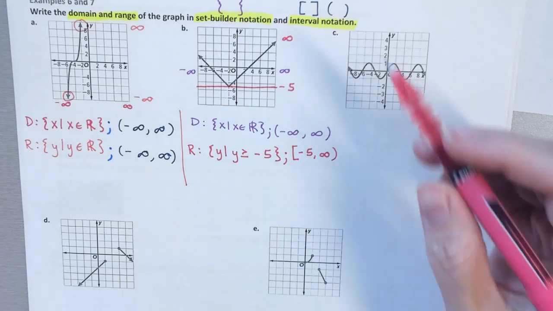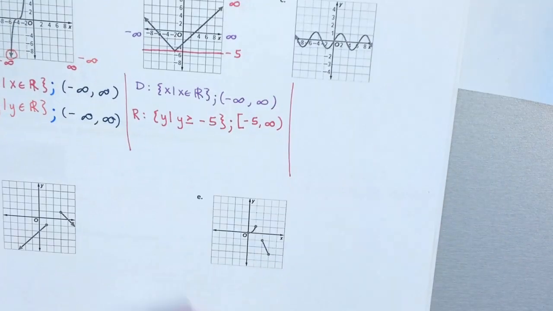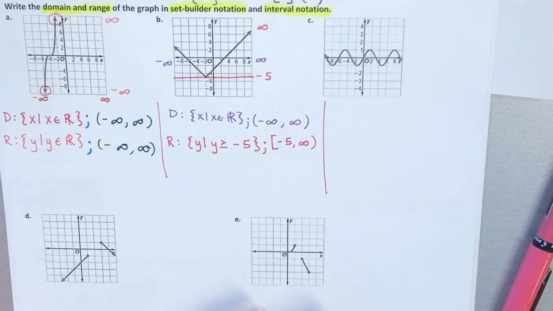All right, give part C a try if you haven't already. I know some of you have. That's excellent. See if you can do both the interval and the set builder, but if you can't, just try one of them.